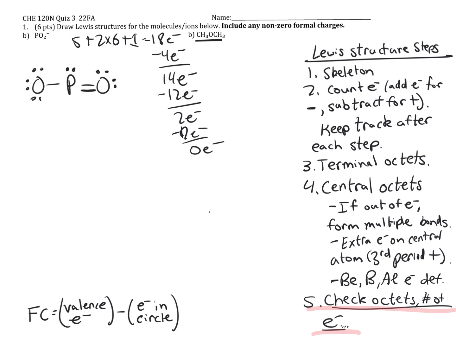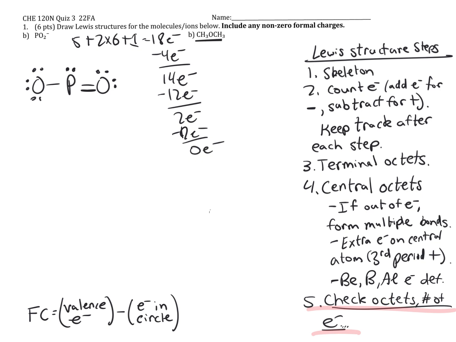And then at the last step, make sure to double check your work. There's really no reason to ever get a Lewis structure wrong in this class. You have tons of time on the quiz or the exam to double check your work and make sure you have octets and the correct numbers of electrons in each of your structures. So let's go through and do that.